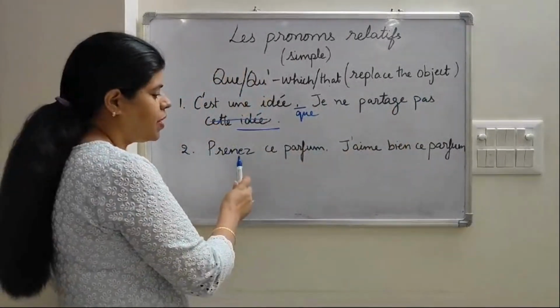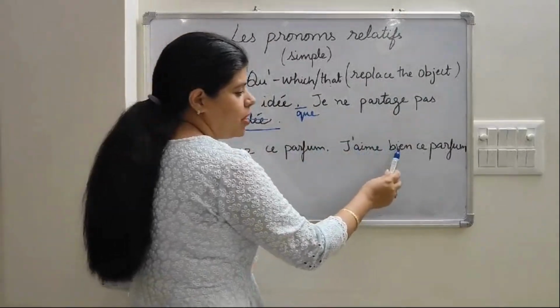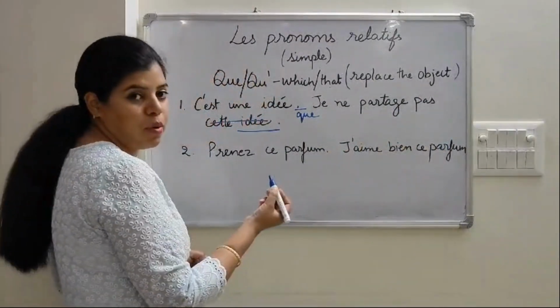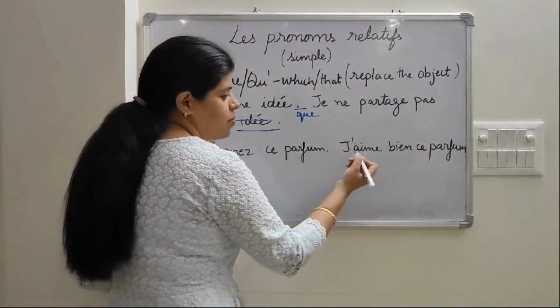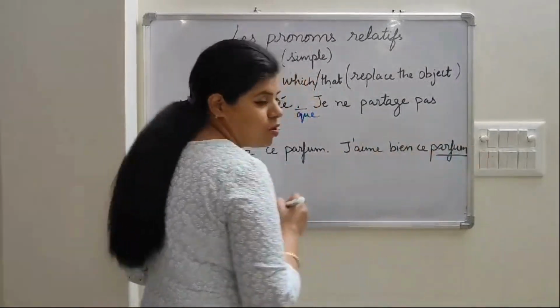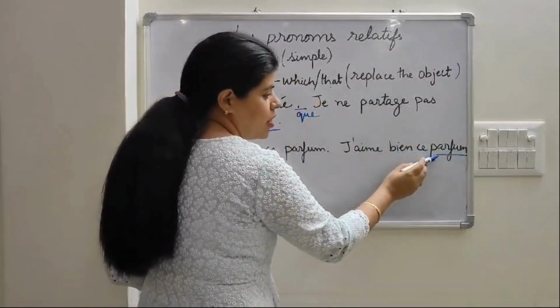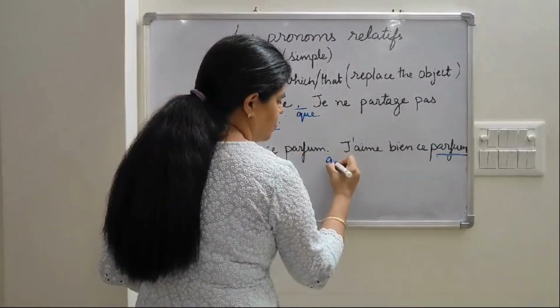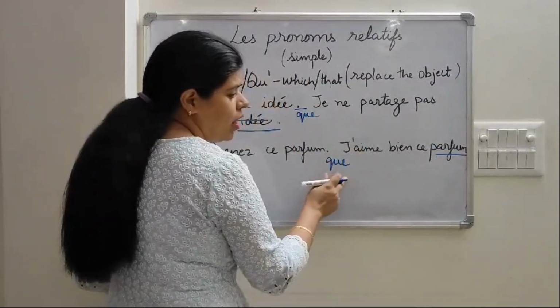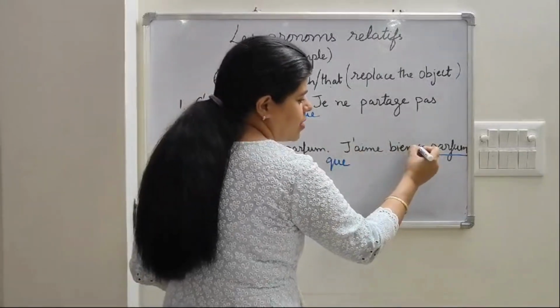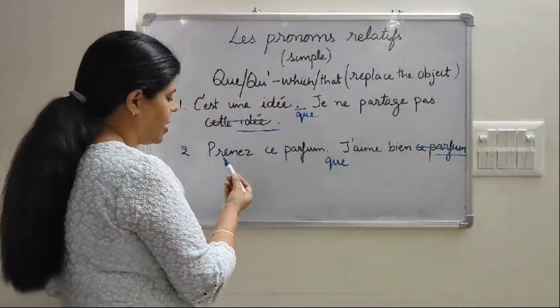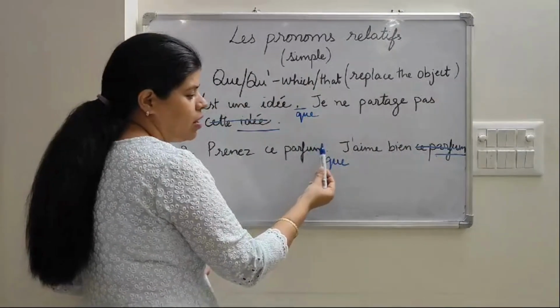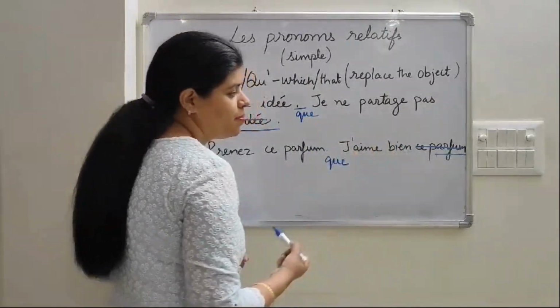Next one, prenez ce parfum, j'aime bien ce parfum. What is the object in the sentence? Parfum. And parfum is being repeated also. So in order to avoid the repetition of the objet, I'll use que here. And when I'll be using que, I'll remove this from the second sentence. And my sentence will become prenez ce parfum que j'aime bien.